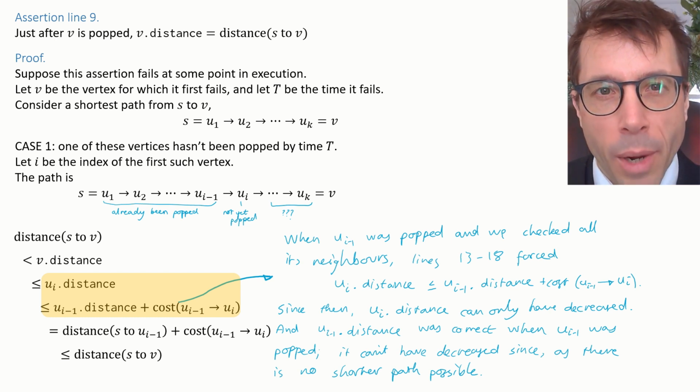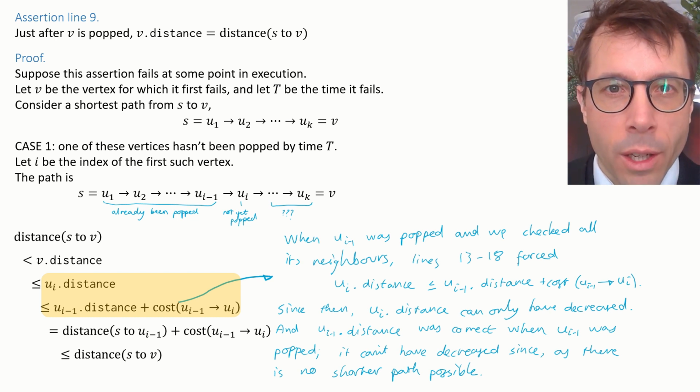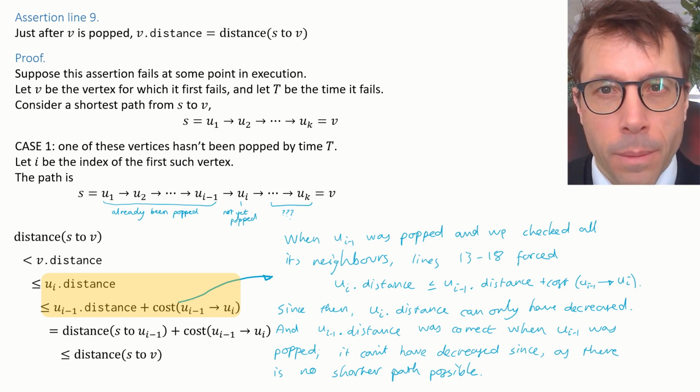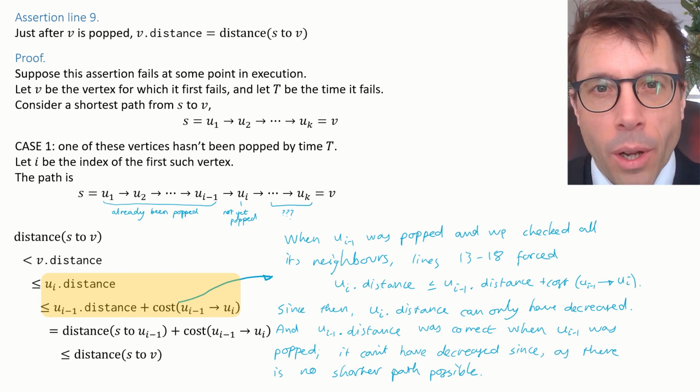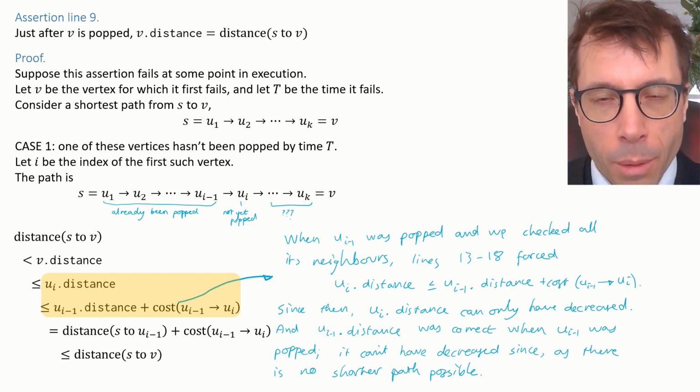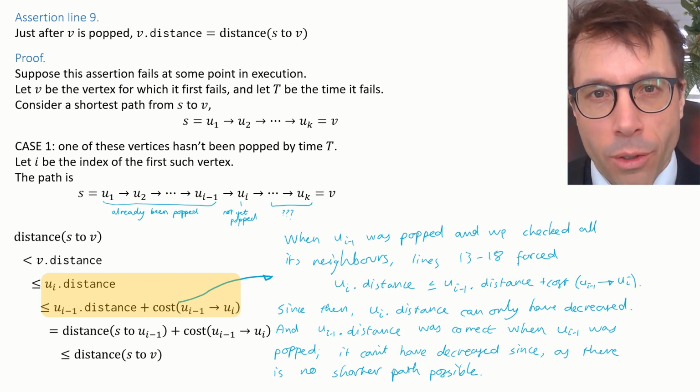So the assertion must have been true back then when ui-1 got popped. And if the assertion was true back then, there's no possible shorter path to ui-1. And remember, the algorithm only updates ui-1.distance when it finds a shorter path. Therefore, ui-1.distance can't have changed since it was popped.